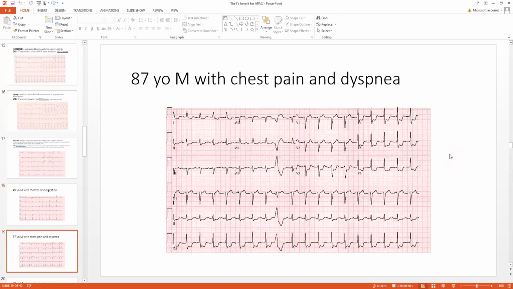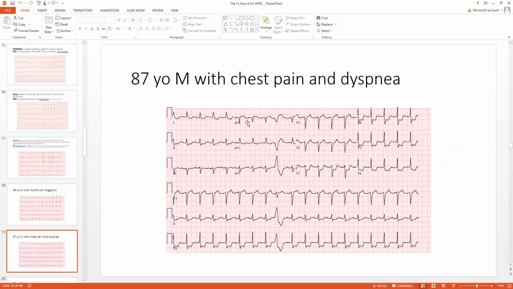All right, here's an 87-year-old man with chest pain and dyspnea. Always listen to all the symptoms. The chest pain is due to ischemia, ST depression, rather impressive. Tachycardia, rather impressive. Sinus rhythm for sure. But because of this amount of ischemia, there's also ventricular ectopy. And there's one other feature that's very important here.